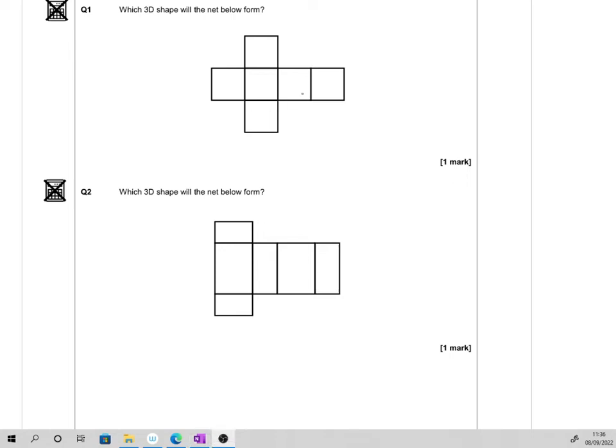Here we go. This one is nets. Good, nets. There's a lesson on that. Can't remember what number it is, but there is. What 3D shape will the net below form?